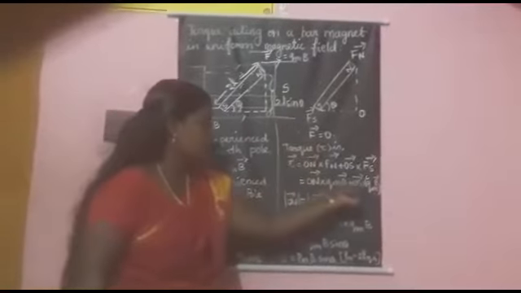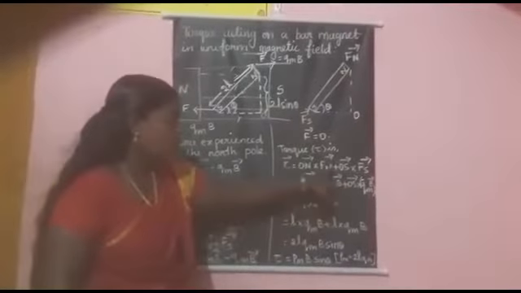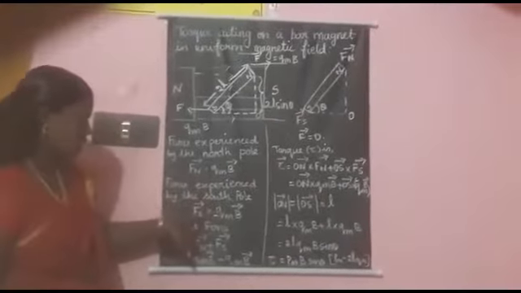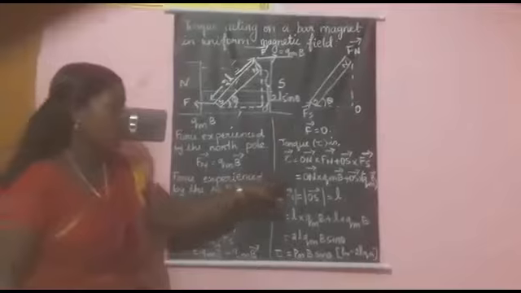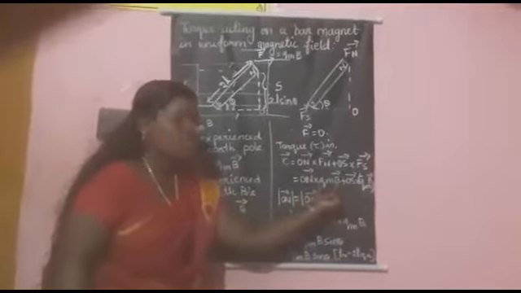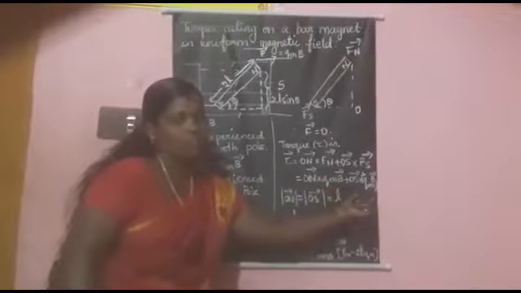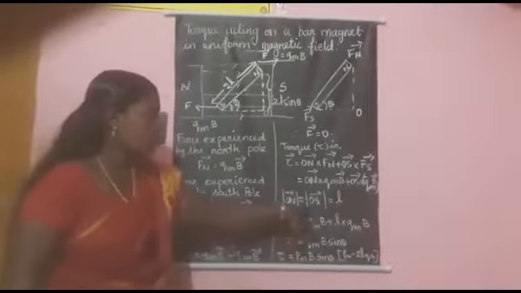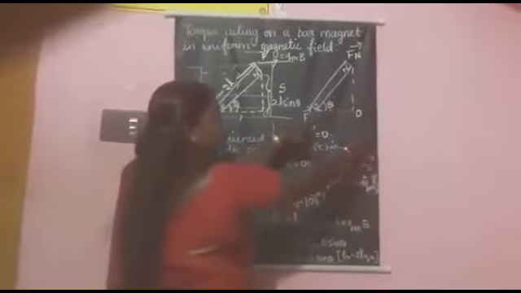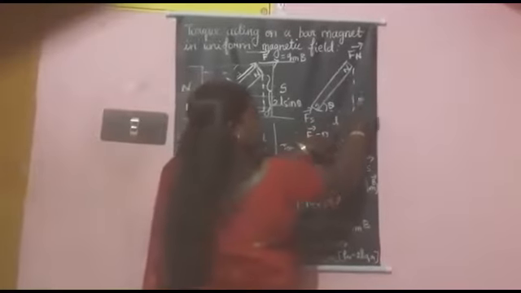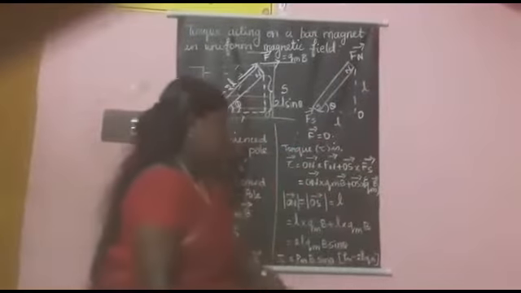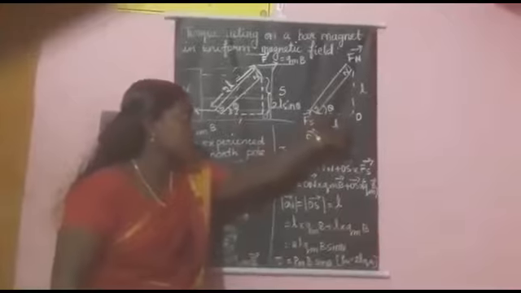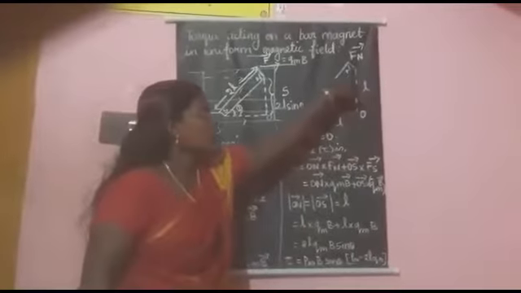So add these two vectors here. We already know the values of Fn vector and Fs vector, so the same values you have to substitute here. This is the plus value, this is the minus value. Here modulus On vector equals Os vector. Os length is L, On length is L. So Os is equal to On is equal to L.